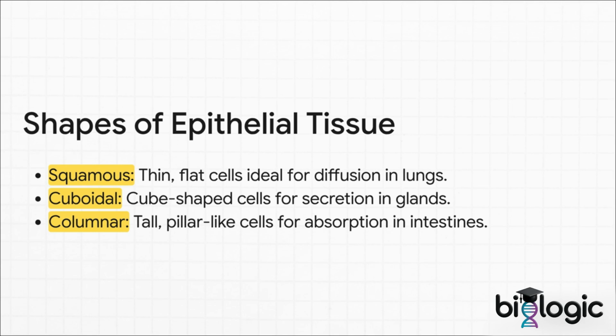So where you need stuff to pass through really easily, like oxygen in your lungs, the cells are super thin and flat. That's squamous. Where you need to make and secrete things, like in your glands, the cells are shaped like little cubes. And in your intestines, where you need to absorb as much as possible, the cells are tall and pillar-like to get more surface area. It's all about form perfectly following function.